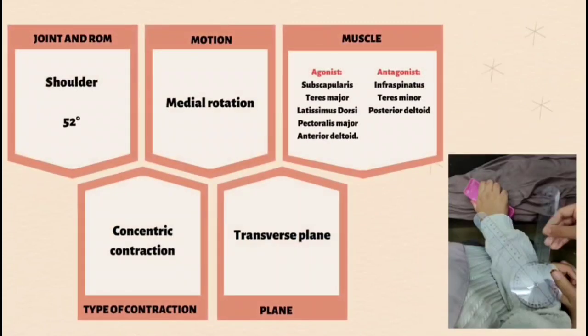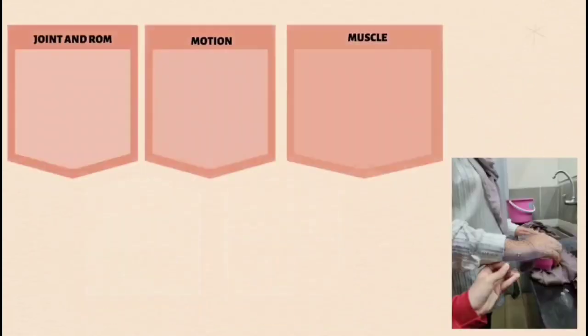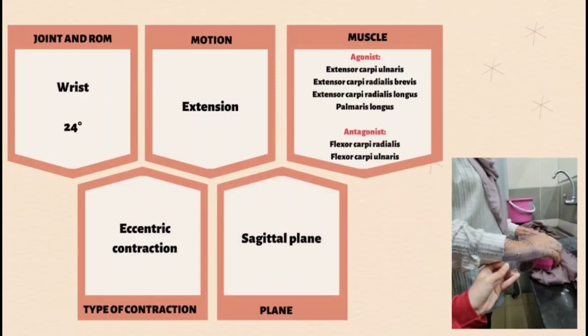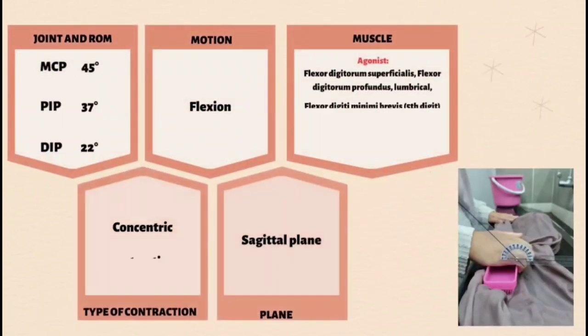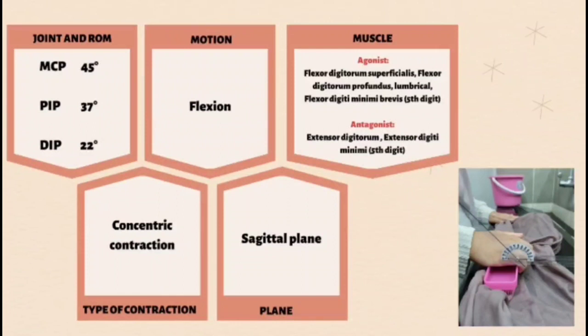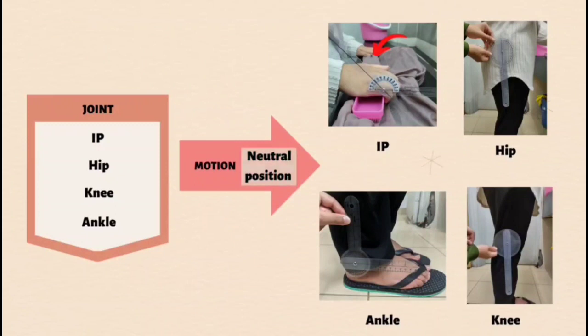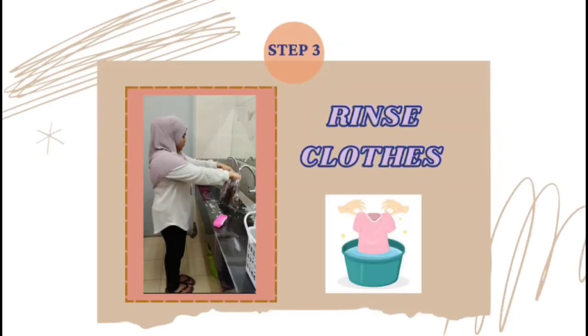For the other brushing motion, medial rotation of the shoulder joint is at 52 degrees of range of motion. Wrist joint extension at 24 degrees. The flexion of the MCP joint at 45 degrees. The flexion of the PIP joint at 37 degrees. The flexion of the DIP joint at 22 degrees. The interphalangeal, hip, knee, and ankle joints are in neutral position. The last step is rinsing clothes.